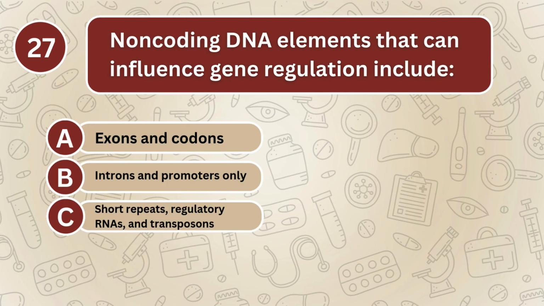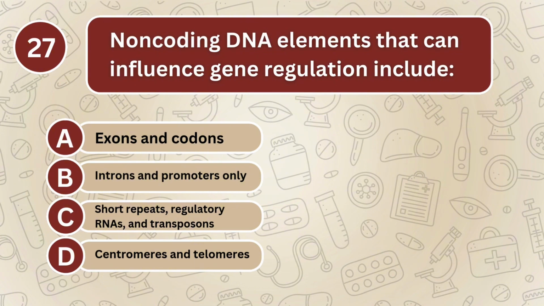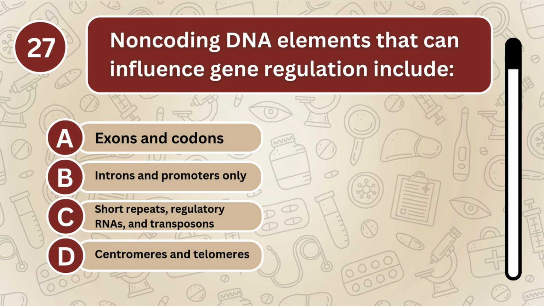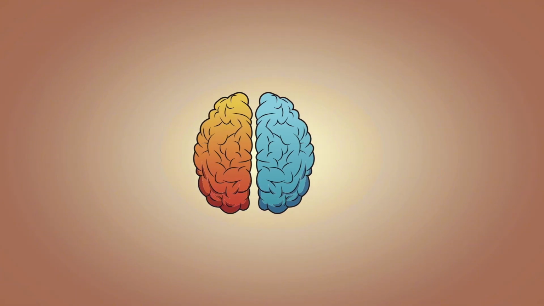Non-coding DNA elements that can influence gene regulation include exons and codons, introns and promoters only, short repeats, regulatory RNAs and transposons, or centromeres and telomeres. Correct answer is C. Short repeats, regulatory RNAs, and transposons.